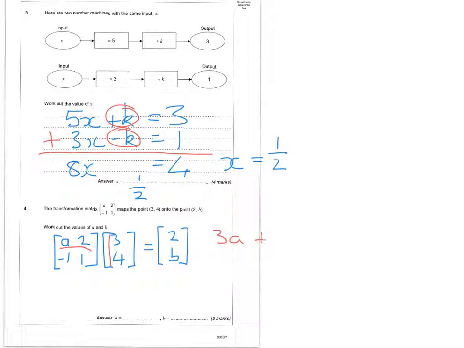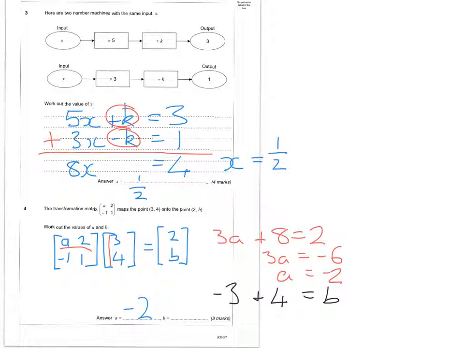3a plus 8 is equal to 2. 3a is equal to negative 6. a is equal to negative 2. And negative 3 plus 4 is equal to b. b is equal to 1.